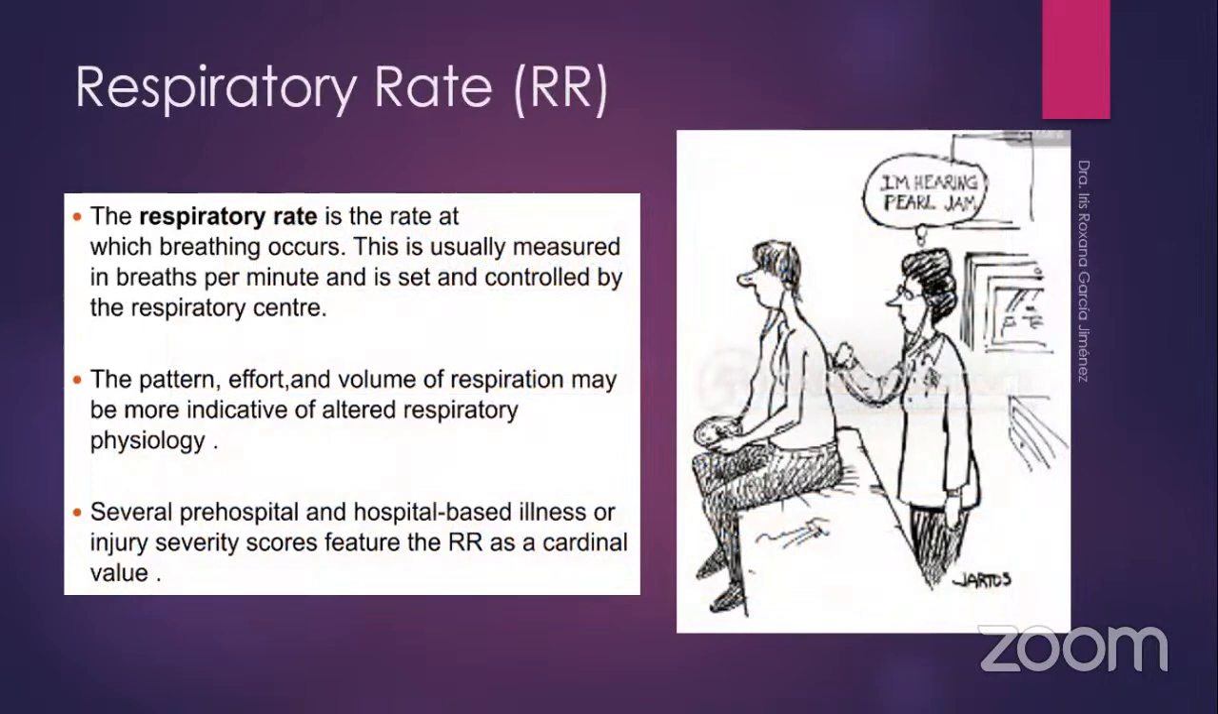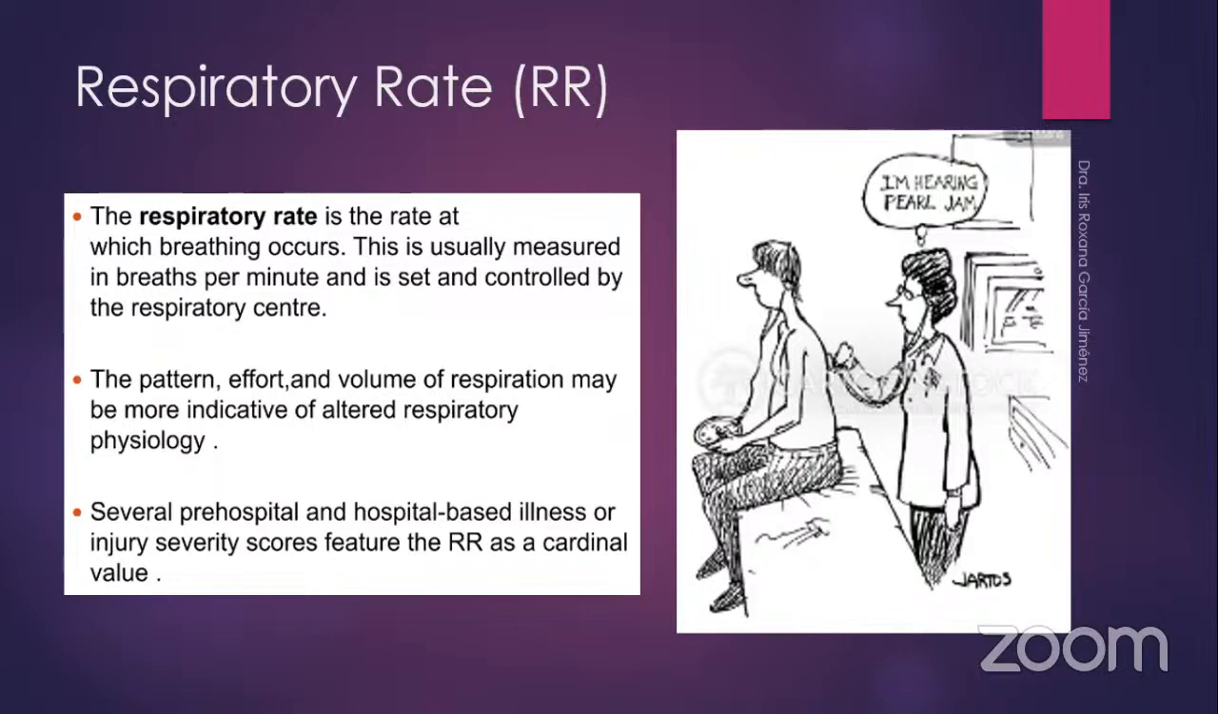The respiratory rate, of course, we all know about it, but it's not extra information to review it again. It is the rate at which breathing occurs. It's usually measured in breaths per minute and is set and controlled by the respiratory center. We evaluate the pattern, effort, and volume of respiration. May be more indicative of altered respiratory physiology.